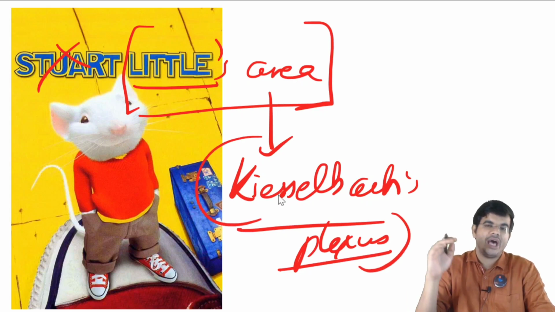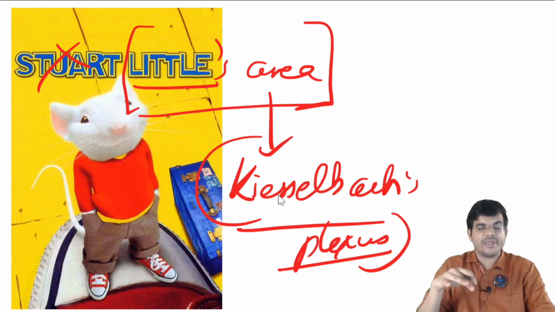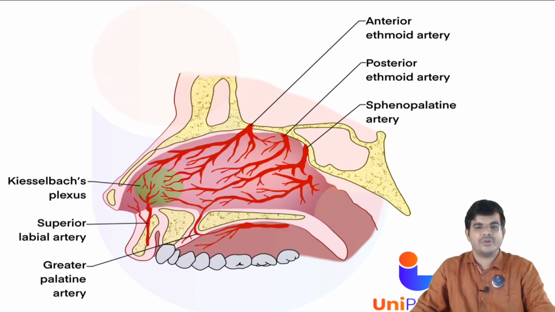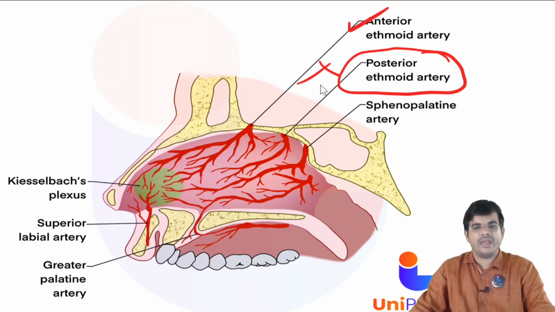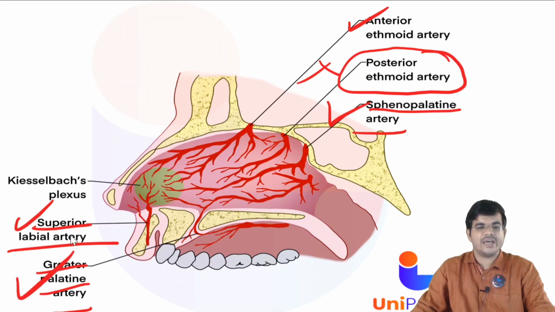And often the question is asked, which artery is not participating in this Kiesselbach's plexus. If you look carefully in this picture, you can see the answer. You can see that the posterior ethmoidal artery is not reaching up to the anteroinferior part of the nasal septum. So it is the posterior ethmoidal artery which is not participating in Little's area or Kiesselbach's plexus, whereas the anterior ethmoidal artery, sphenopalatine artery, superior labial branch of the facial artery, and greater palatine artery, all these are part of Kiesselbach's plexus.